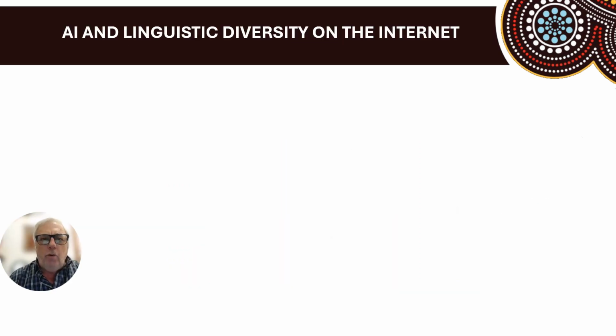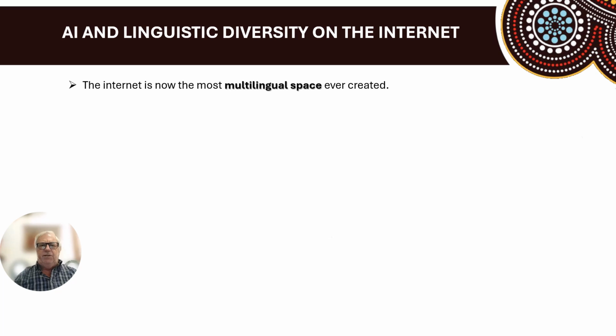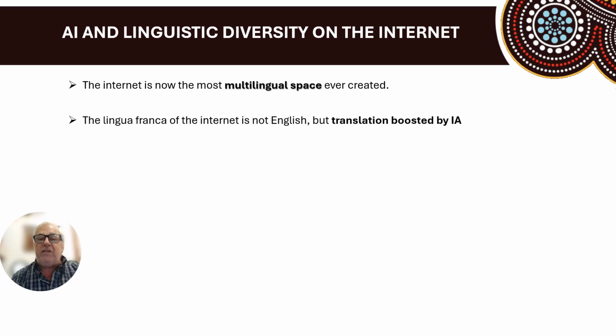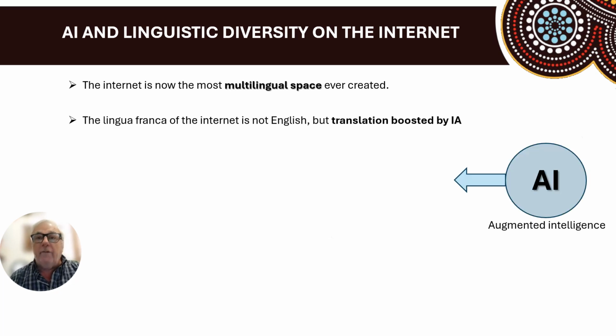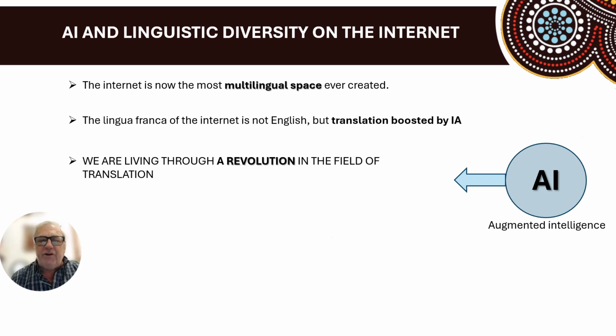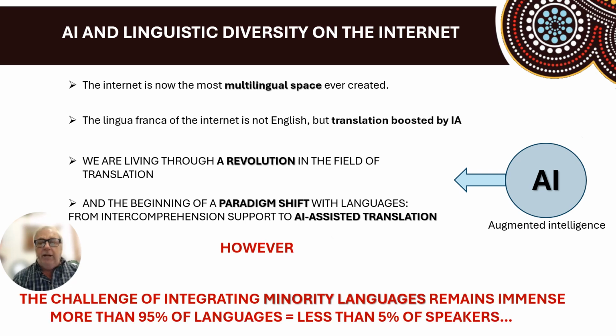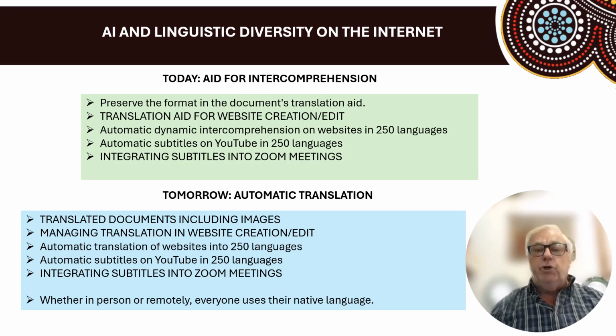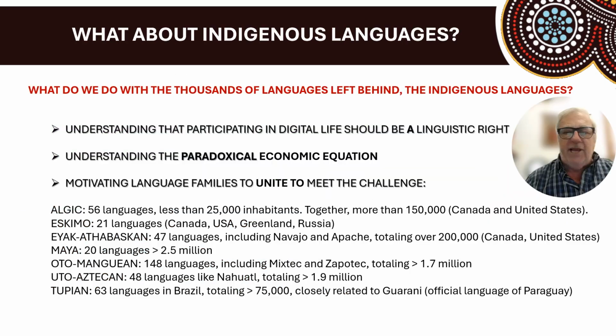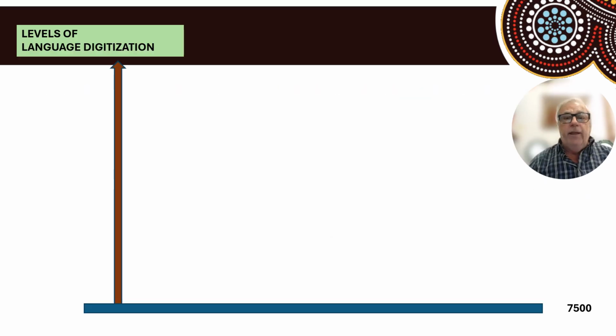Let's talk now, to conclude, about AI and linguistic diversity. The internet is the most multilingual space ever created. The lingua franca of the internet is not English, but translation boosted by artificial intelligence. We are living a true revolution. We are seeing a paradigm shift from intercomprehension toward automatic translation. Yet, what do we do about the thousands of languages left behind? They have the right to be part of the online world.